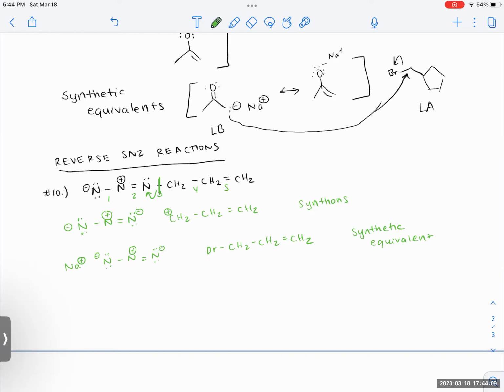So these would be the synthetic equivalents. And then if you had to draw the reaction, this is going to attack here, this will leave. This is your Lewis base, this is your Lewis acid. You could also call this your nucleophile, this is your electrophile.